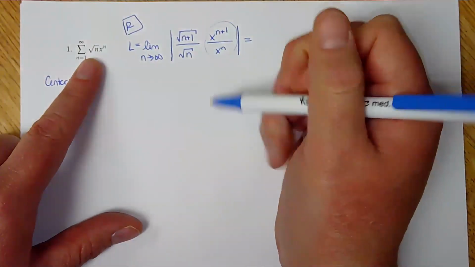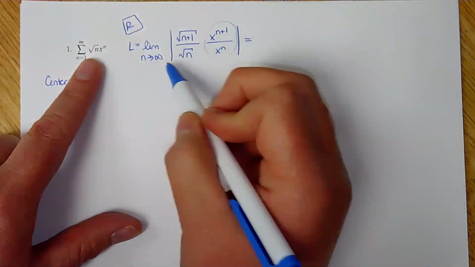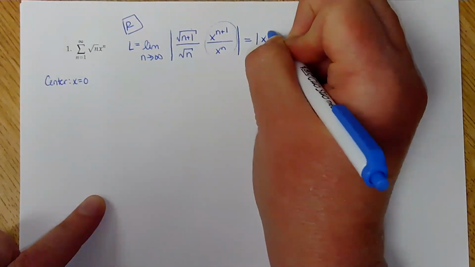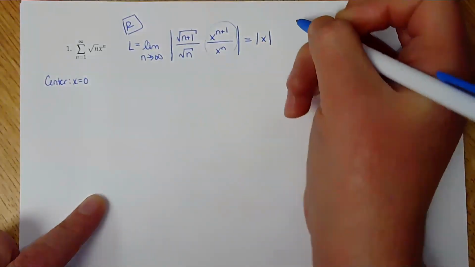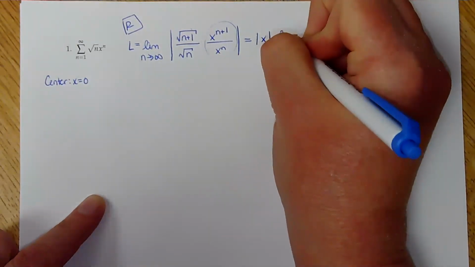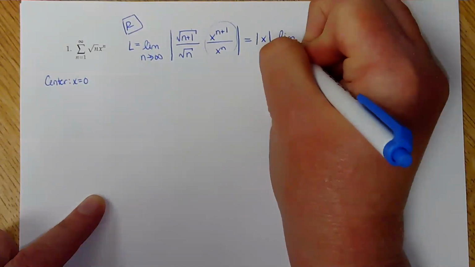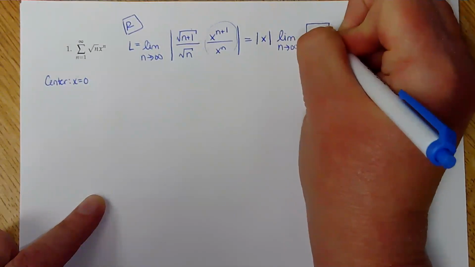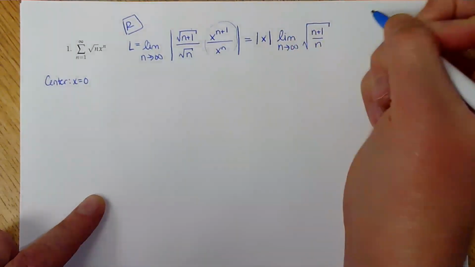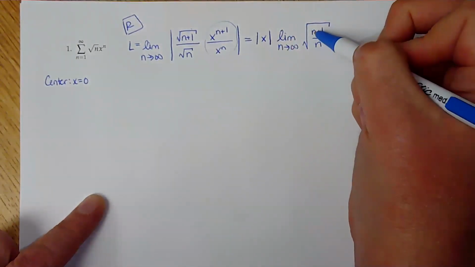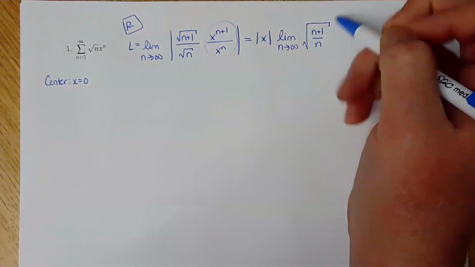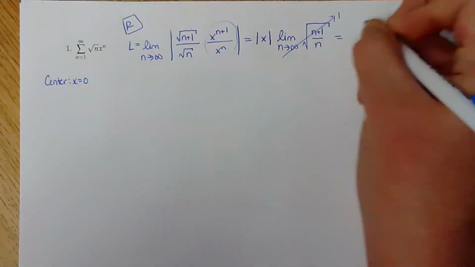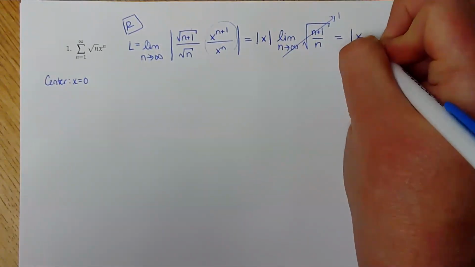And since I'm taking the limit of n, and there's no x left here, I can actually pull that absolute value of x out in front of my limit, so it no longer has an n in it. I'm left with the limit as n goes to infinity of the square root of n plus 1 over n. Okay, and if I look at these leading terms, I have n over n, which is 1. So this is going to go to 1. I'm left with the absolute value of x.